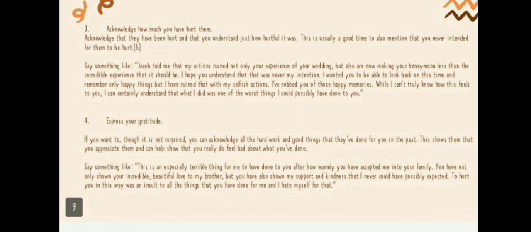You have not only shown your incredible, beautiful love to my brother, but you have also shown me support and kindness that I could never have possibly expected. So hurting you in this way was an insult to all the things that you have done for me, and I hate myself for that.